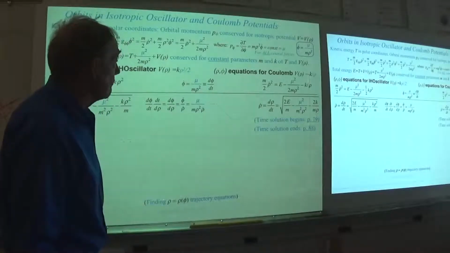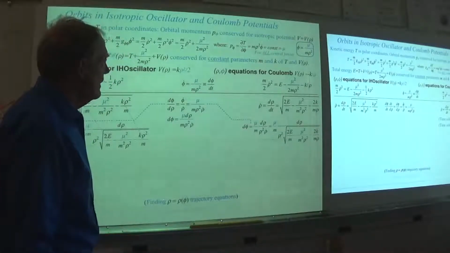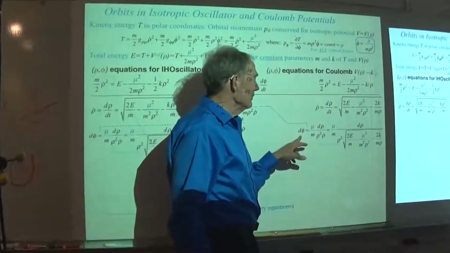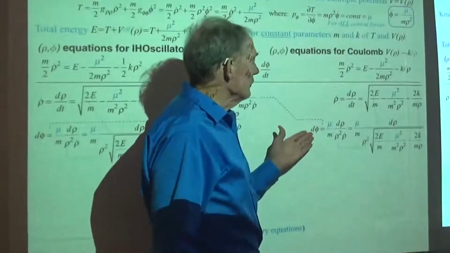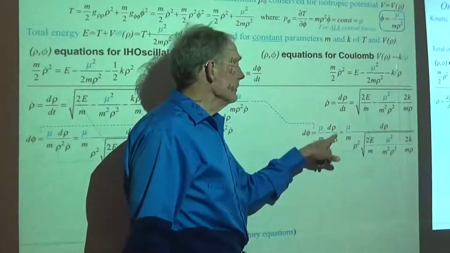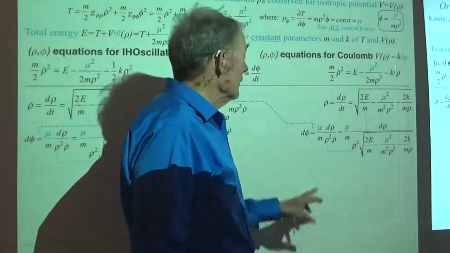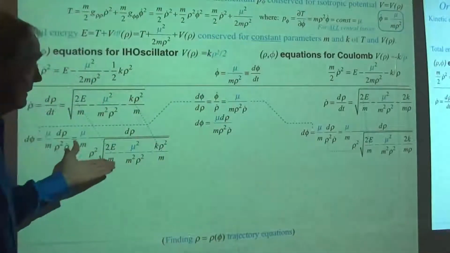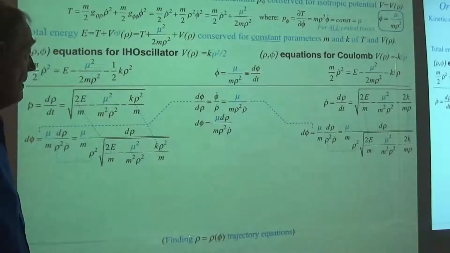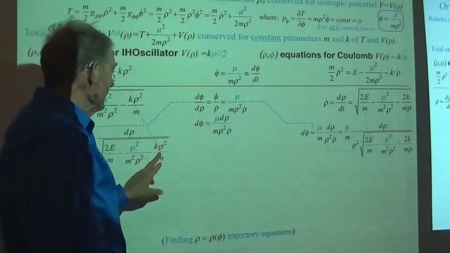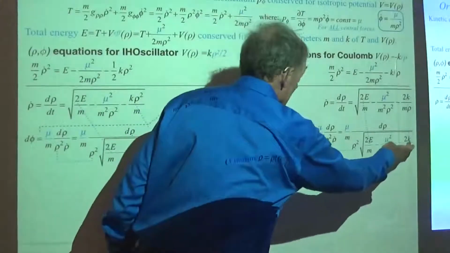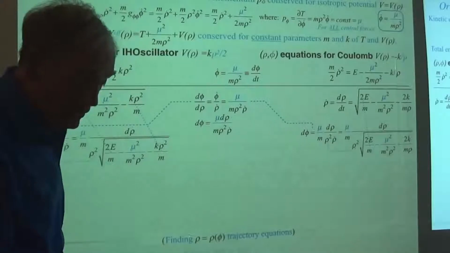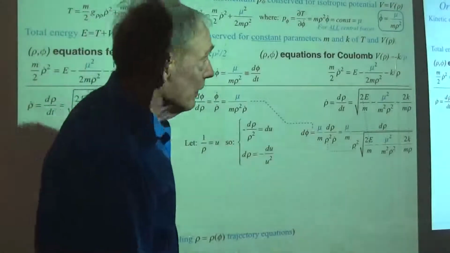So let's carry on. What I want to do is use this equation to convert this time equation to an orbit equation. So I have an equation that just involves phi, differential phi here, and then the differential of rho, the radius and its velocity. Same thing here. Okay, so these two are pretty much the same except for this one being an oscillator, this one being a Coulomb. So there's your differential for angle, which we're going to try to turn into something useful.